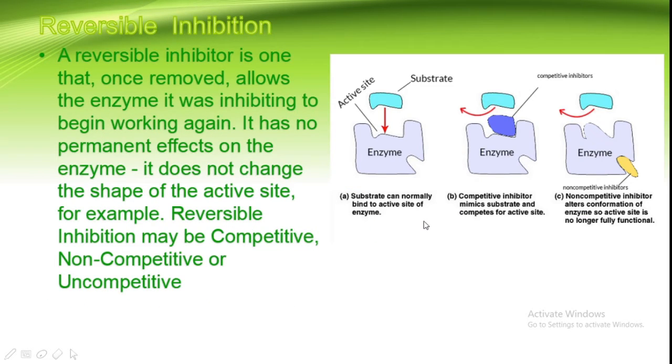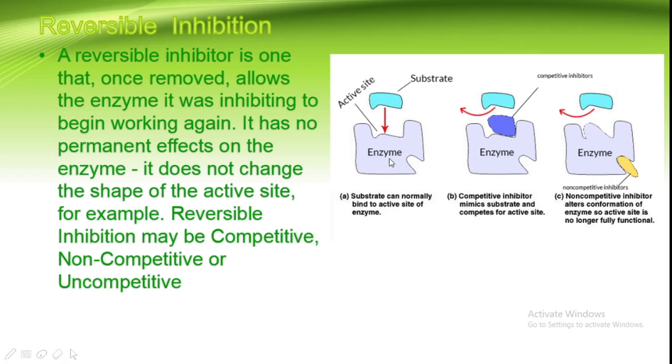Then reversible inhibition: a reversible inhibitor is one that, once removed, allows the enzyme it was inhibiting to begin working again. एक दफ़ा अगर remove कर दिया जाए तो enzyme अपनी activity दोबारा start कर लेता है. It has no permanent effects on the enzyme. It does not change the shape of the active site. For example, reversible inhibition may be competitive, non-competitive, or uncompetitive.